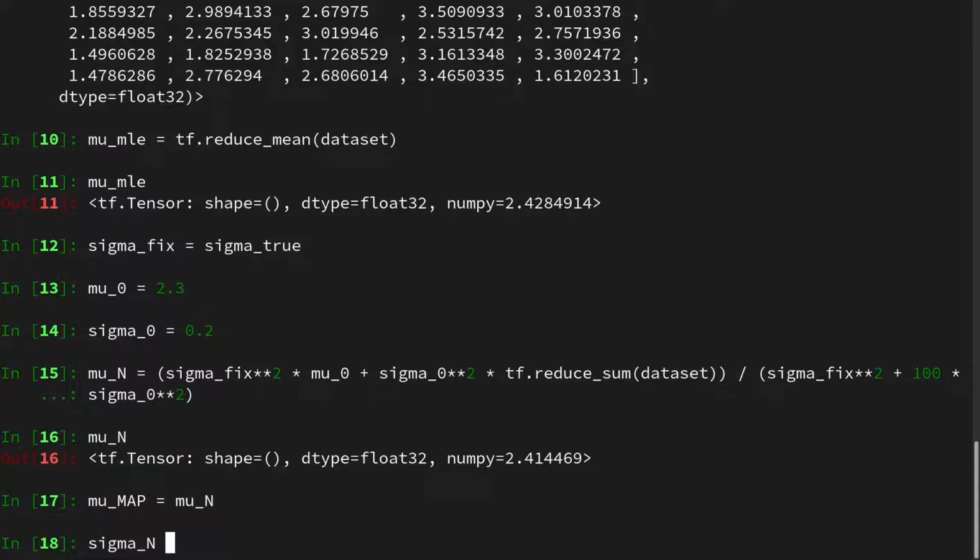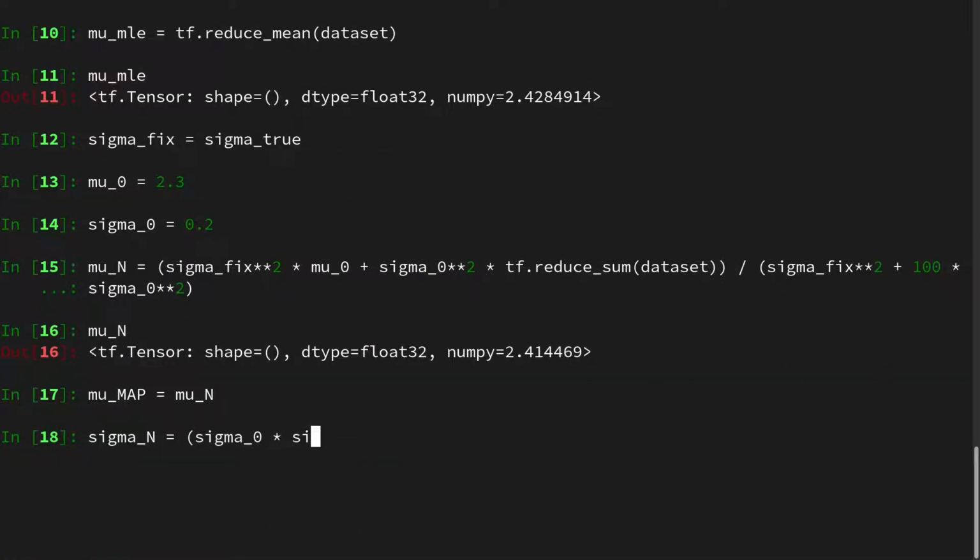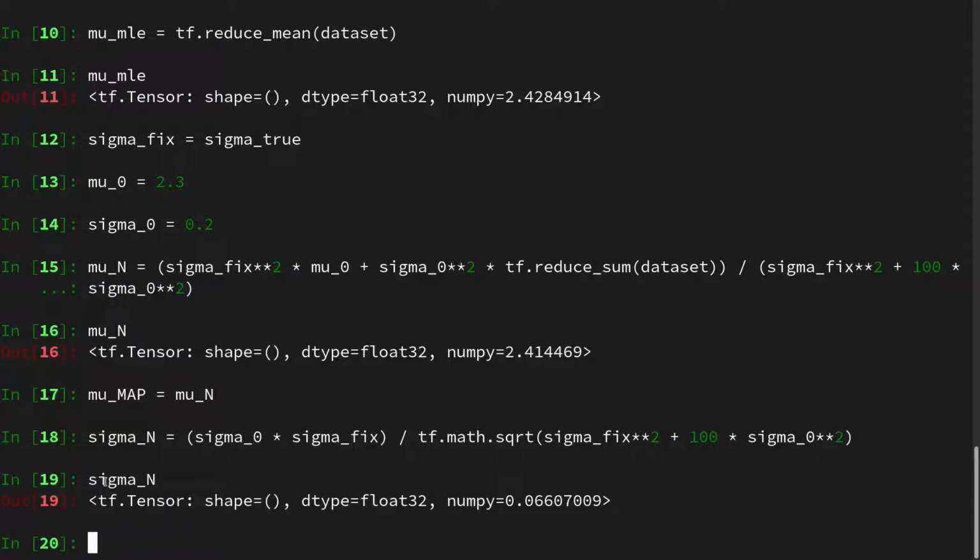First, let us calculate the sigma n, so the standard deviation of the posterior distribution. And the formula was sigma 0 times sigma fix divided by the square root, so tf math dot square root of sigma fix raised to the power of 2 plus the sample size, which was 100, times sigma 0 raised to the power of 2. And then we can calculate it and see the posterior standard deviation is 0.06, so it's quite a sharp distribution around the posterior mode, which is 2.41.